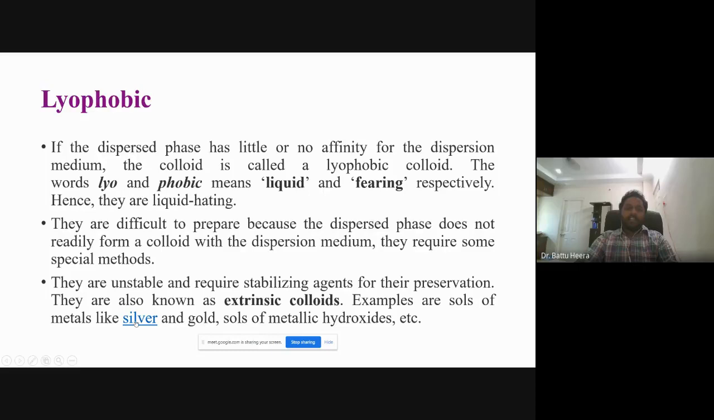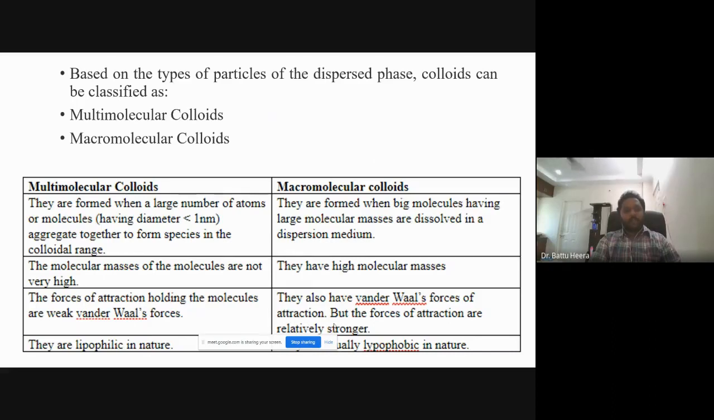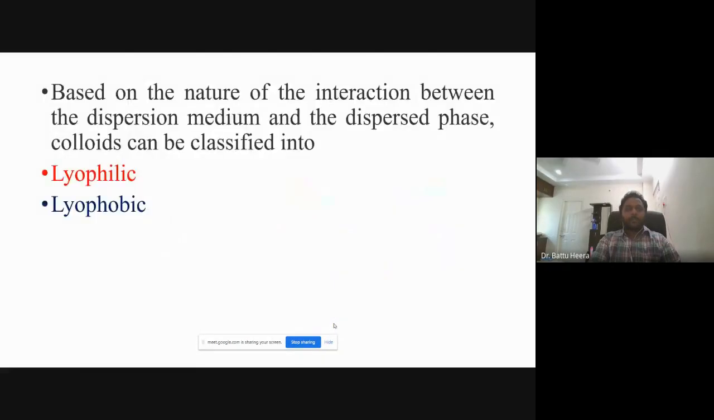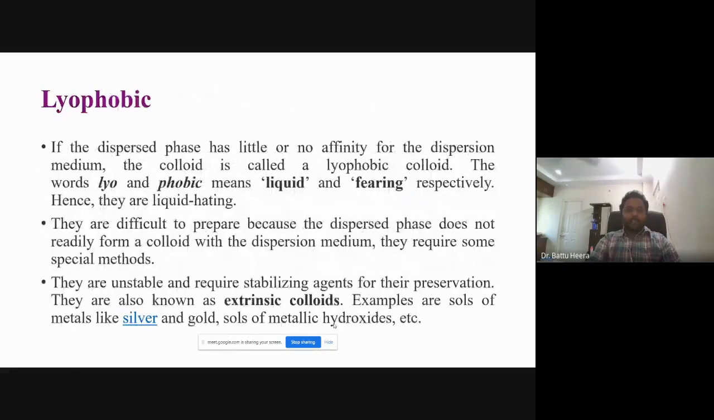And examples are silver, gold, and salts of metallic hydroxides. Okay, so this is the concept of lyophilic and lyophobic, that is, based on the interaction between the dispersed phase and the dispersion medium. I hope it is clear till now. So this is the classification of colloids as multimolecular colloids, macromolecular colloids, and associated colloids, and based on the dispersed phase and dispersion medium, lyophobic and lyophilic. Okay, this is multimolecular, macromolecular, lyophilic and lyophobic colloids. Hope it is clear.